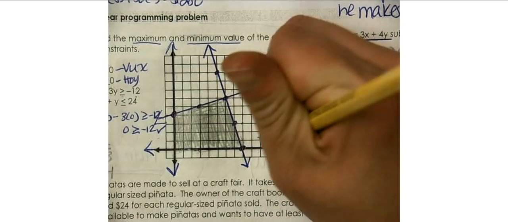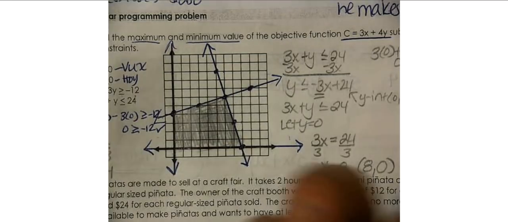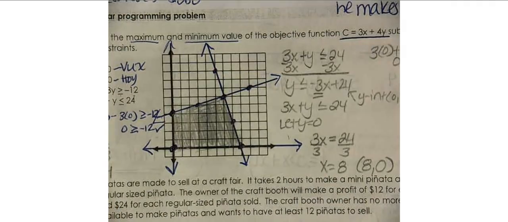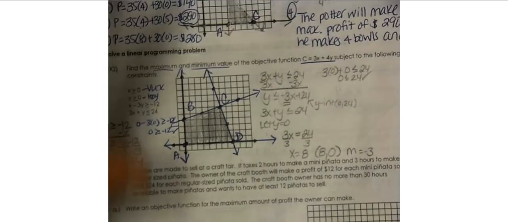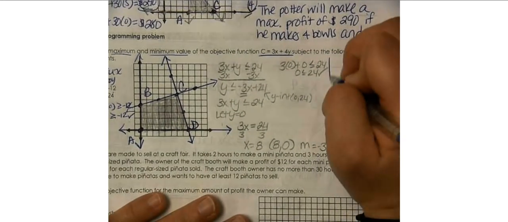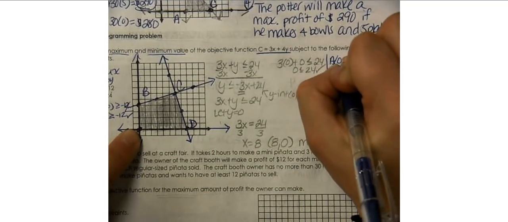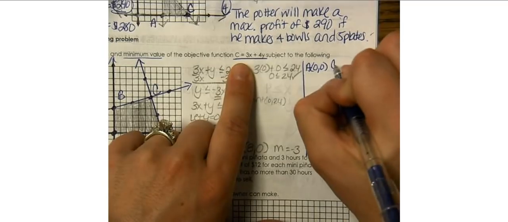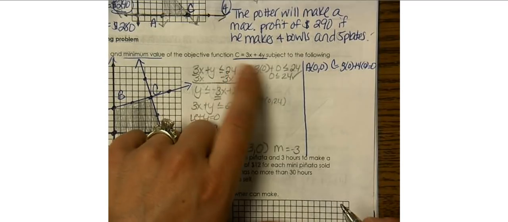So now that I've shaded everything, I need to identify my corner points. And we have, in this case, 4 corner points. So I would recommend that you label them A, B, C, and D, and write all of those ordered pairs down. And we're going to check them in the objective function. So A is located at 0, 0. And I'm going to plug 0, 0 into my objective function. So this is C equals 3 times 0 plus 4 times 0, and that equals 0. Chances are this is our minimum value. So our minimum in this case is going to be at 0, 0.